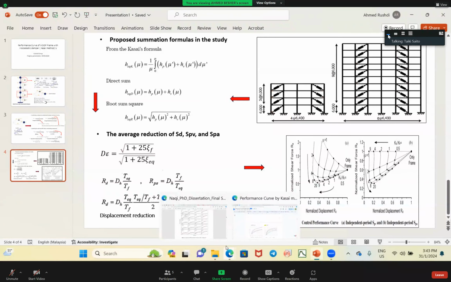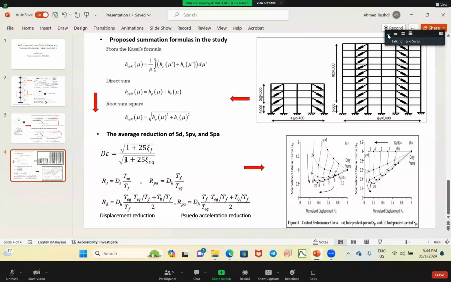Yes, please study how to draw this graph. Maybe start from the hysteresis damper, oil damper, viscous damper, and viscoelastic damper. Yes, Sensei. This is a starting point to understand Kasai theory. Then later I convert it to the viscoelastic damper.